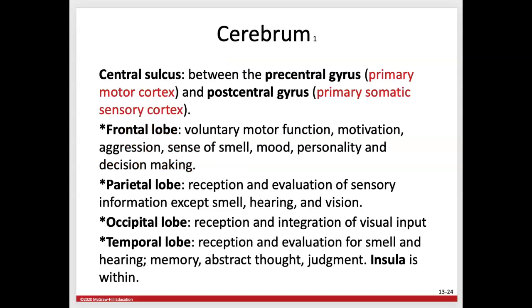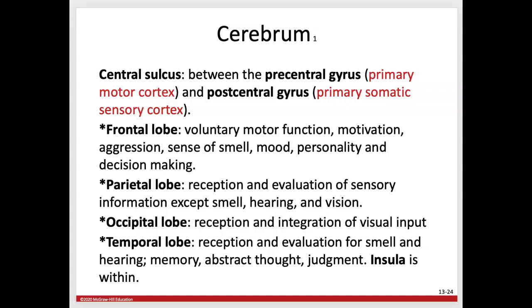So the cerebrum, like I said, there's different sulci there. I'm not going to get into the precentral gyrus and the postcentral gyrus. It's just different parts of the cerebrum itself when you start dividing it into its different parts. But the frontal lobe, the parietal lobe, occipital lobe, and temporal lobes, those are fairly straightforward to find and locate. And then you can see here on this slide that I have the functions of the frontal lobe are voluntary motor function, motivation, aggression, sense of smell, mood, personality, and decision-making.